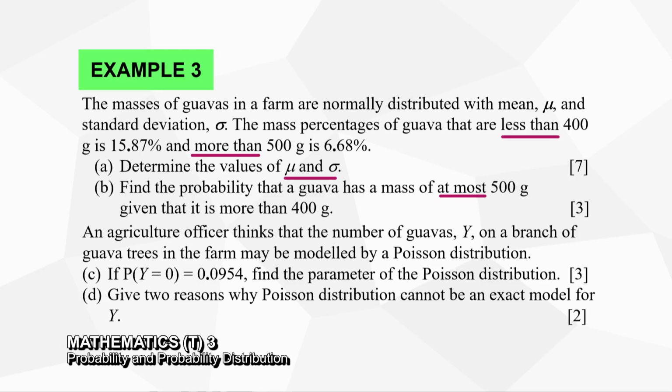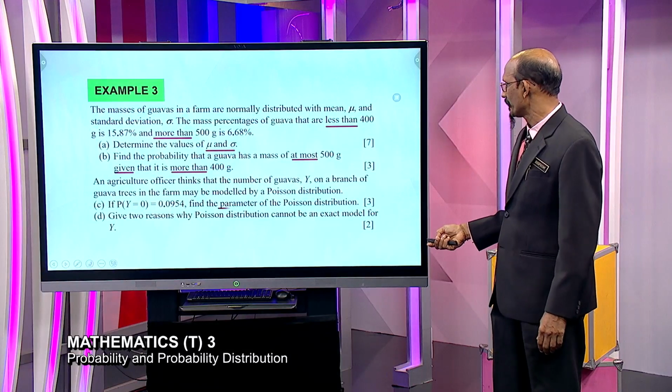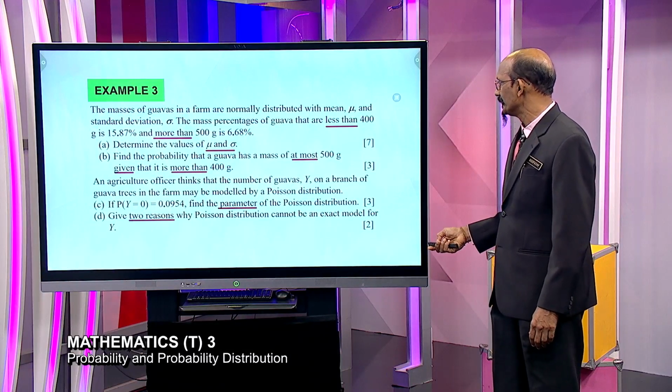Then give two reasons why a Poisson distribution cannot be an exact model. Here we do with Poisson, but here we say why we cannot use Poisson. It's just explanation. So the keywords are parameter and reason. Let us see the solution.